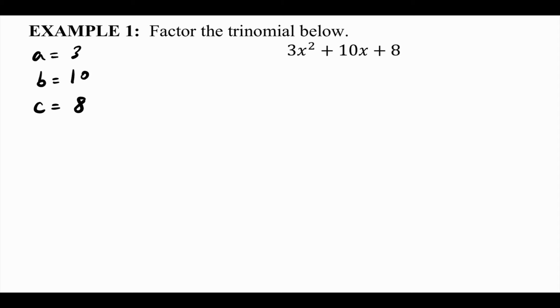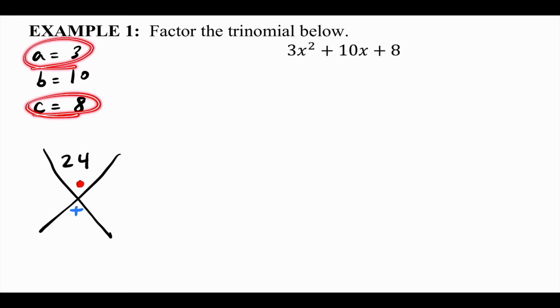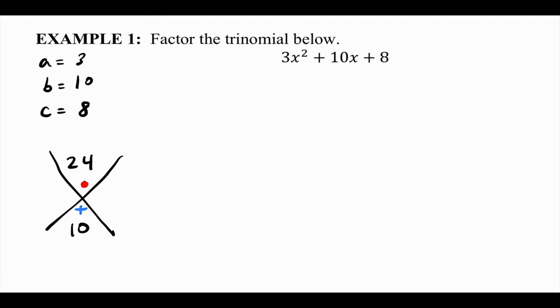Okay, the next step is X game. On top, we're going to get A times C. In the past, A has always been 1, but today, A is not going to be 1. It's going to be something other than 1. Well, today it's 3. So to get that number, I multiplied 3 times 8. The bottom's still going to be B. Same game. What are the two numbers that multiply to be 24 but add to be 10? 6 and 4.